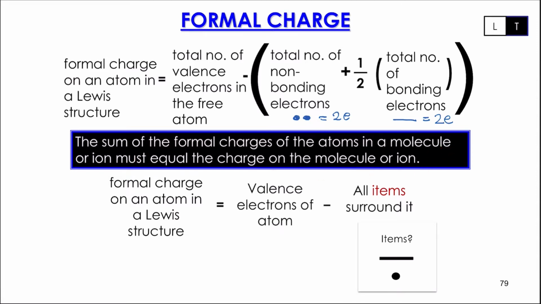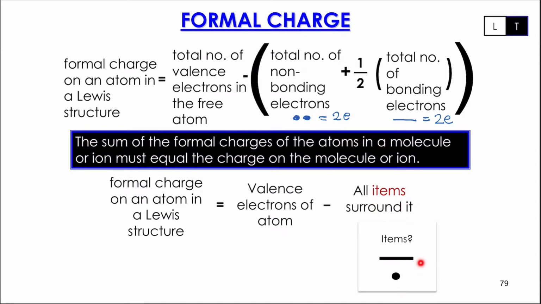But I know this formula is very complicated, but at least I hope you can memorize this one. I just want to make it easy for you. I introduce another formula so that you can calculate very fast for the formal charge. So how to calculate with another formula? Formal charge of an atom equals valence electrons of that atom minus all items surrounding it. So, apa maksud items ni?